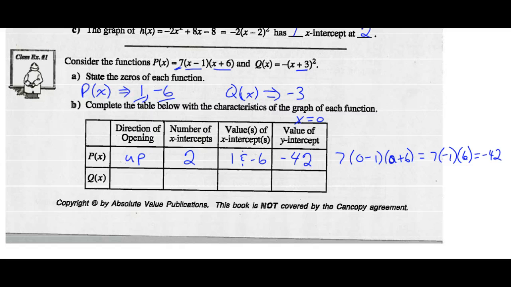For q of x, the leading coefficient's negative 1, so it's going to open down. Number of x-intercepts it has is 1. That value is at negative 3. And again, to find the value of the y-intercept, we are going to let x equal 0. So the negative of 3 squared, which is negative 9. All right.